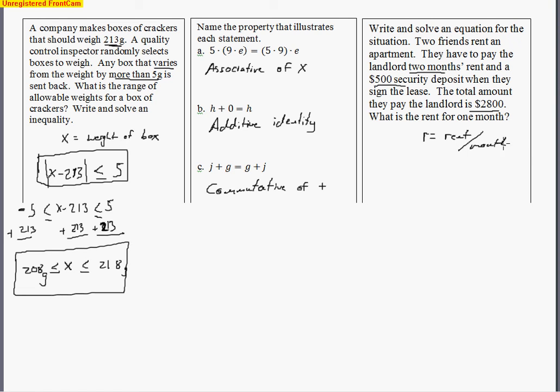So let's go ahead and find out what we've got. So we've got 2 months rent, so 2R, plus the $500 that we paid, and this should equal $2,800 because that's what we paid that month. So let's find out what the rent is. Well, for 1 month, let's subtract that $500 from both sides, gives us $2,300, and then this equals 2R. Well, when I divide by 2, I find out that the rent for 1 month is equal to $1,150.